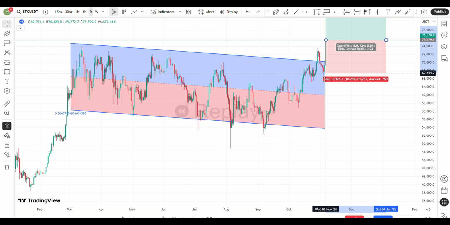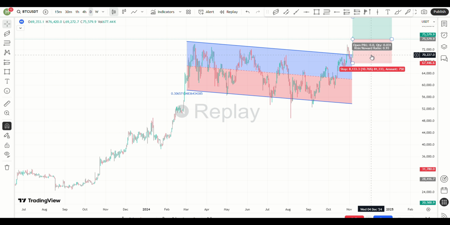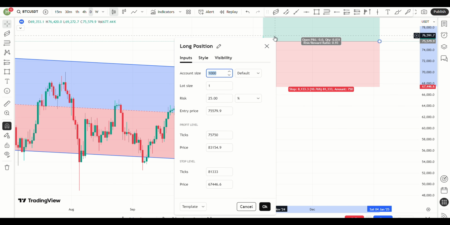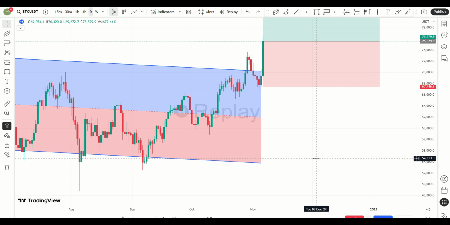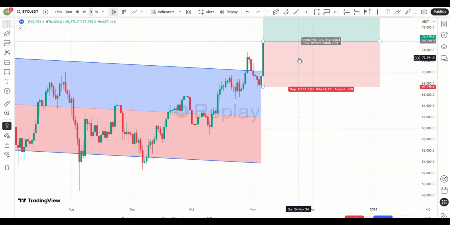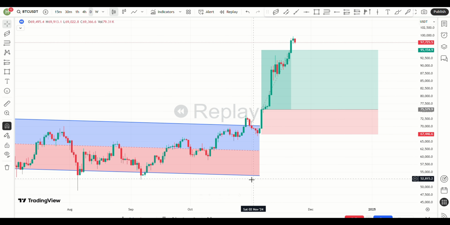Our stop loss is the most recent low, and our profit target is set, and our risk reward ratio is 2.41. Yeah, we won this trade beautifully.